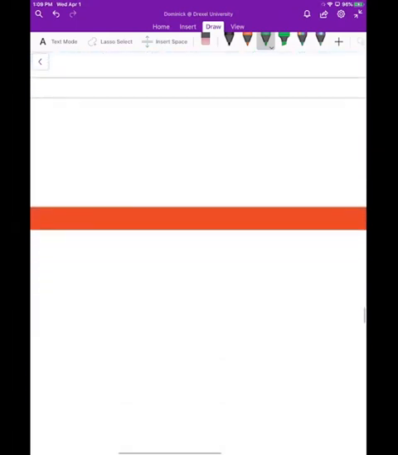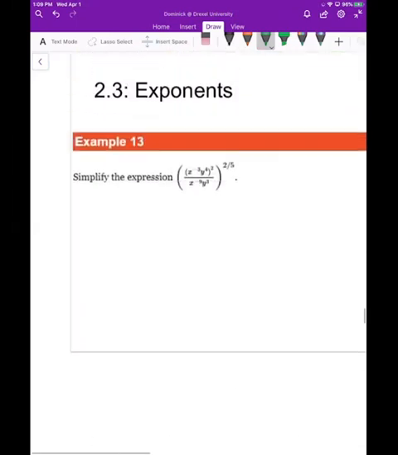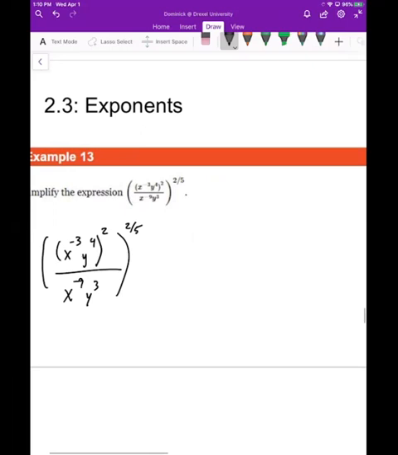All right, so let's do an example where we're going to simplify an expression that looks horrible. Let me just write this so you can see it a little better. We want to simplify the expression x to the -3 times y to the 4th, all squared, over x to the -9, y to the 3rd, and then the whole thing raised to the 2/5. Now, usually with something like this, it's much easier to start inside, simplify the inside, and then work your way out.